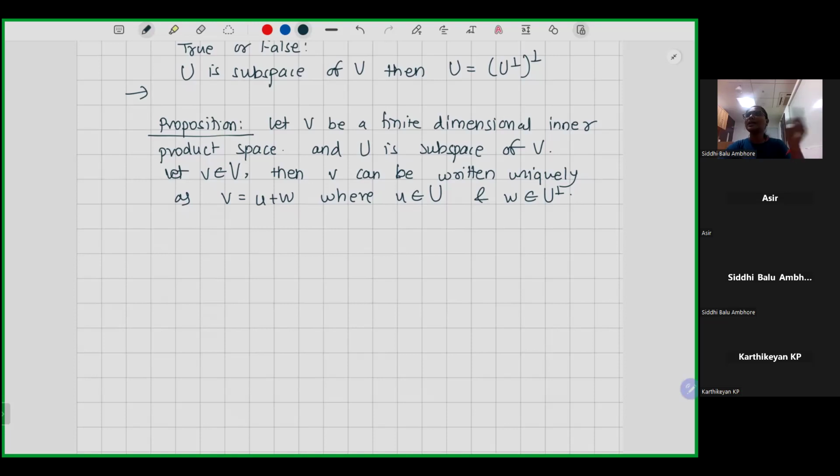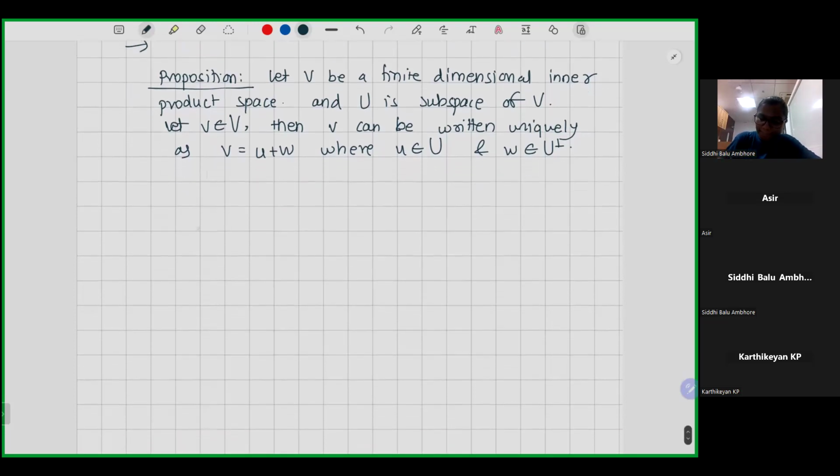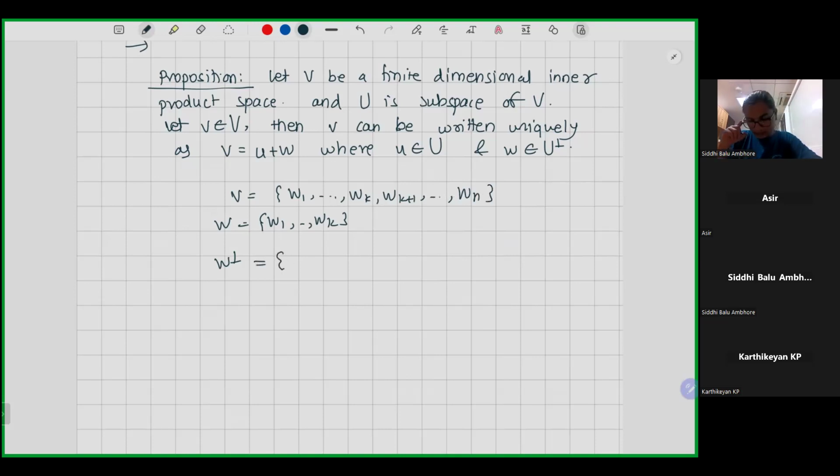Yes, because then we are switching between the vector spaces. But how to write this? You are saying that if my W is W1 to WK, then V is W1 to WK and WK plus 1 to WN, right? Then W perp is WK plus 1 to WN.